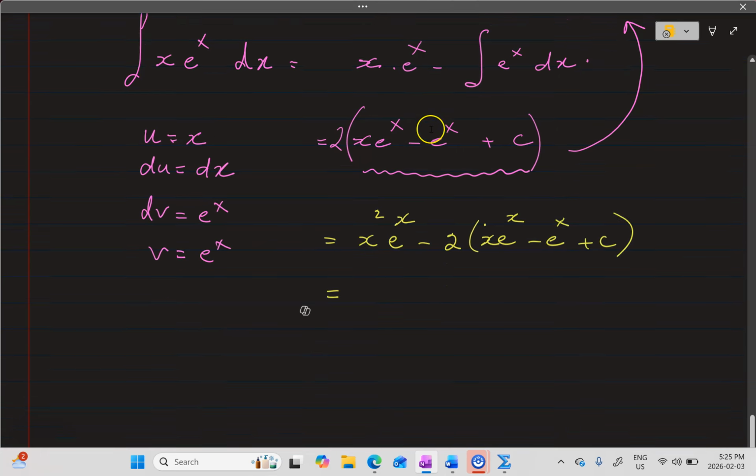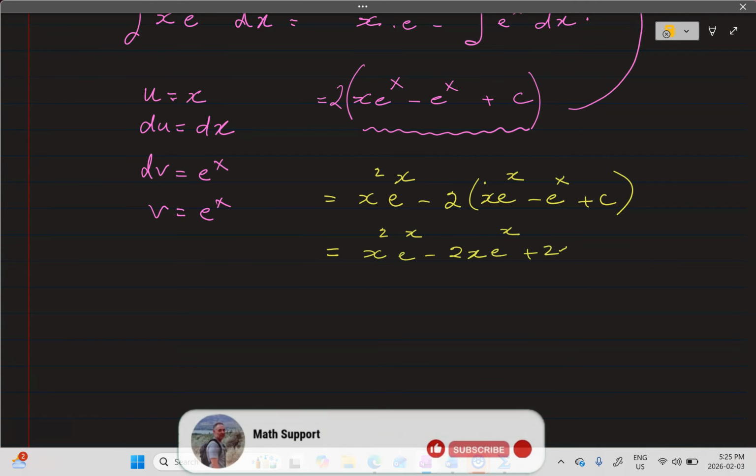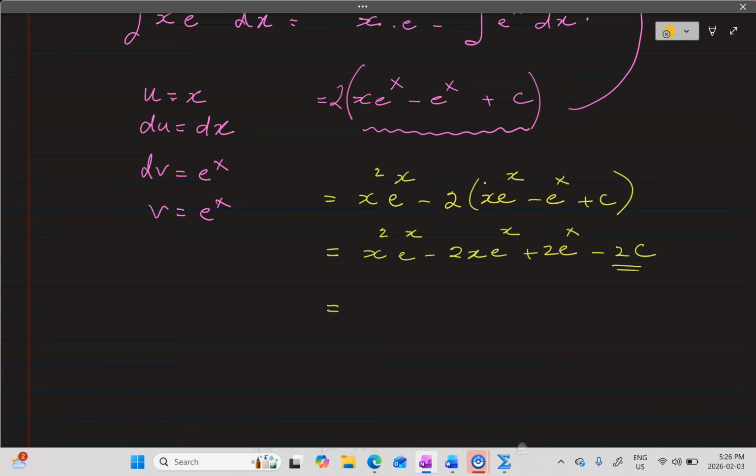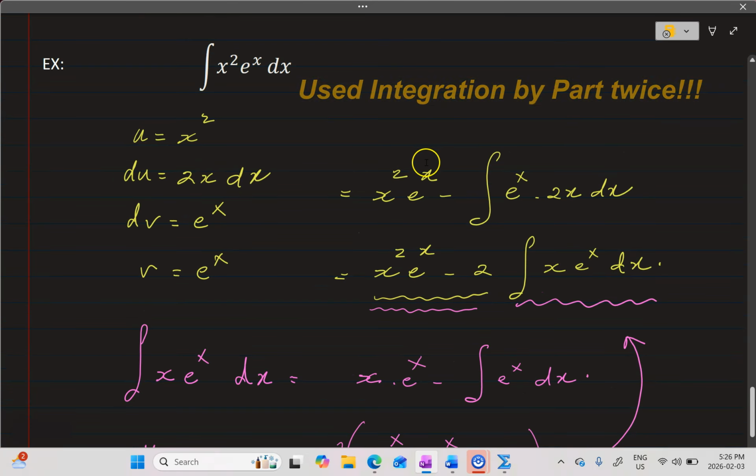Okay, and now once we have that, we can either expand it or leave it be, but let's expand it and just see what we get. x squared e to the x minus 2x e to the x plus 2 times e to the x minus 2c, but really it doesn't matter. You can just call that c, and here it is. This is the final answer for this integral. We did use integration by parts twice.